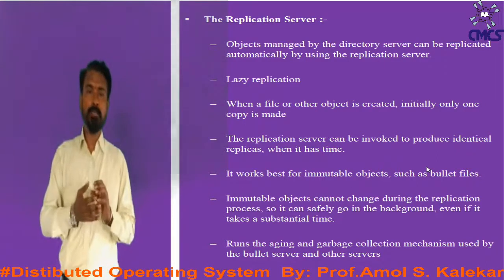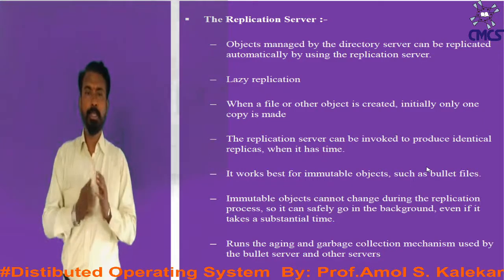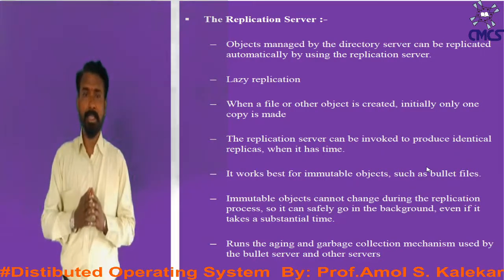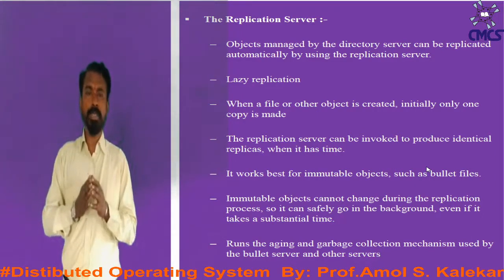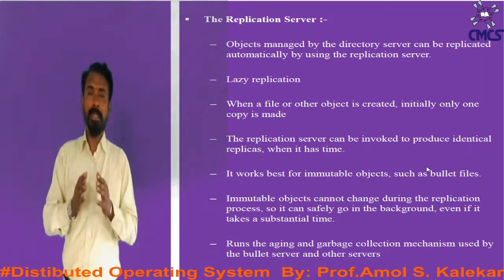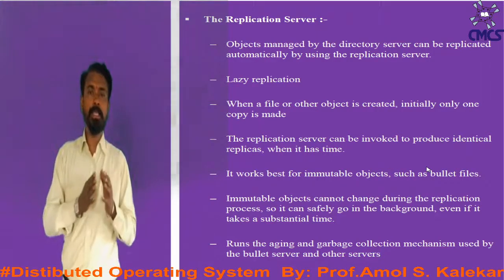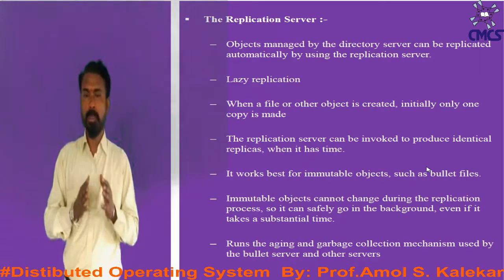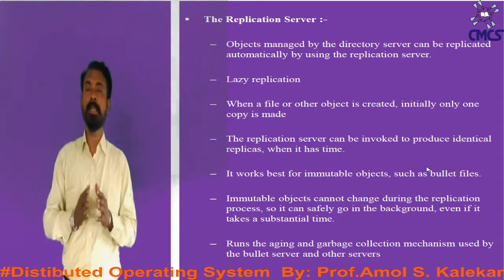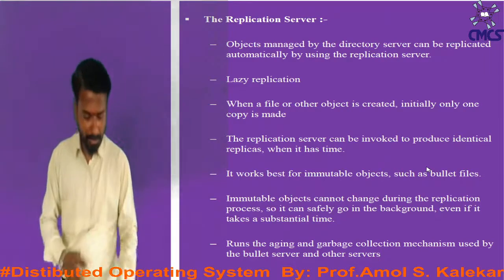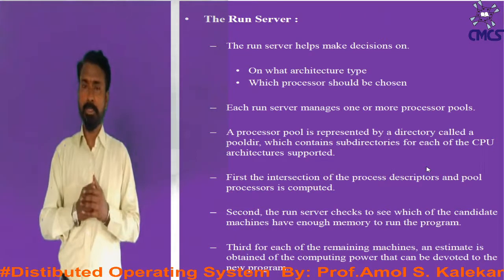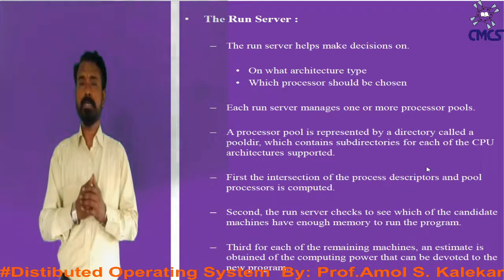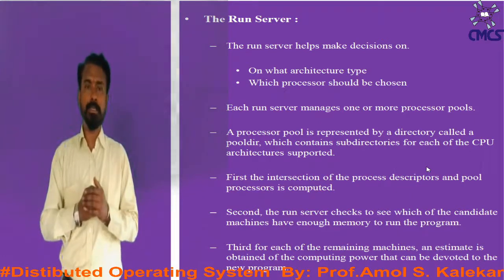The immutable objects cannot change during the process of replication, so it can safely go on in the background even if it takes a substantial time. Then, it runs the aging and garbage collection mechanism used by the bullet server and the other servers. Okay, so these are some of the points as far as the replication server is concerned. Dear students, then we have the run server.